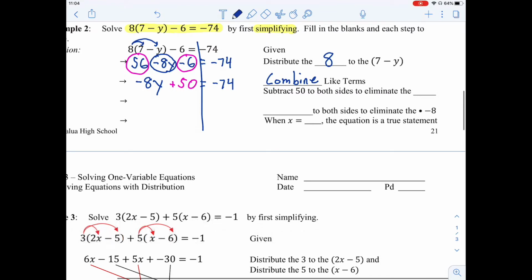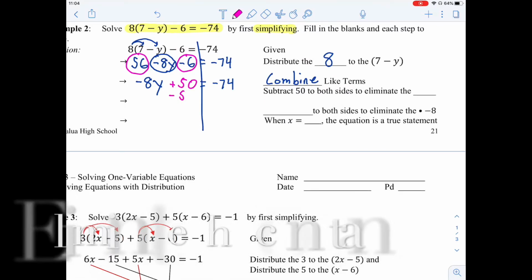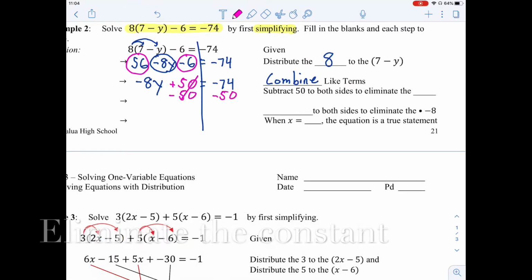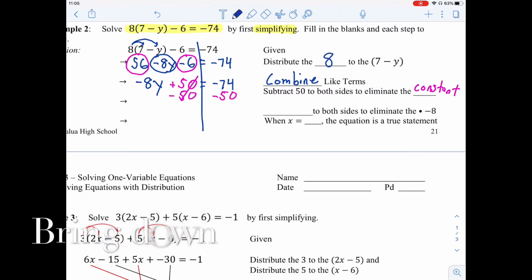So we subtract 50 is going to be our next one because we have a positive 50. So we're going to get rid of that 50. So subtract 50. Get rid of the constant first to eliminate the constant. Then we're going to bring down what we have left, which is negative 8y. Negative 8y equals, and then negative 74 minus 50. Two negatives, when you add them together, they're just going to combine. You have all negatives put together. They're going to combine. So you have negative 124.